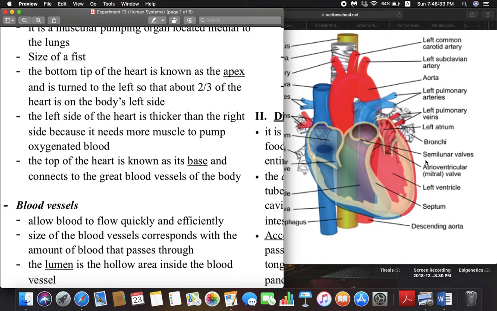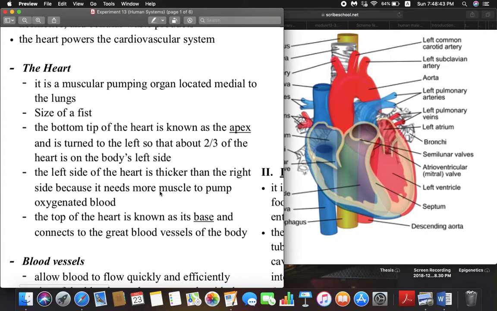In contrast to the bottom tip of the heart, which is known as its apex, the top part of the heart is known as its base, and it connects to the great blood vessels of the body. That's everything we need to know about the heart.